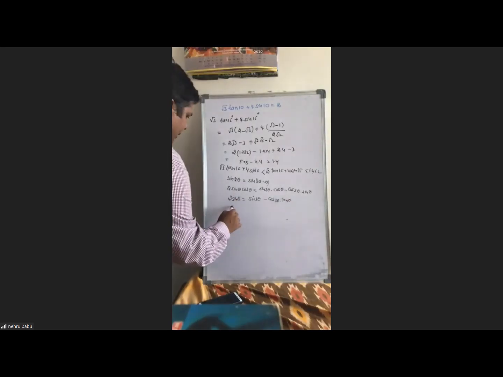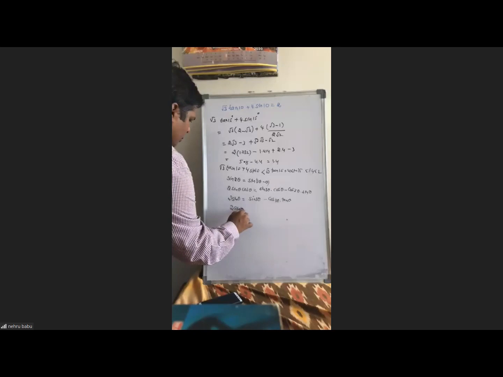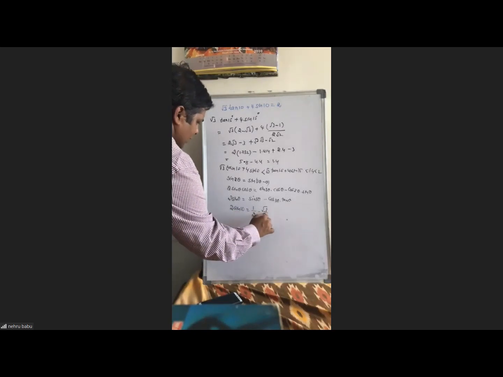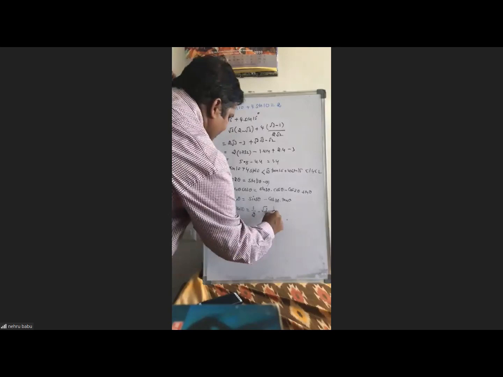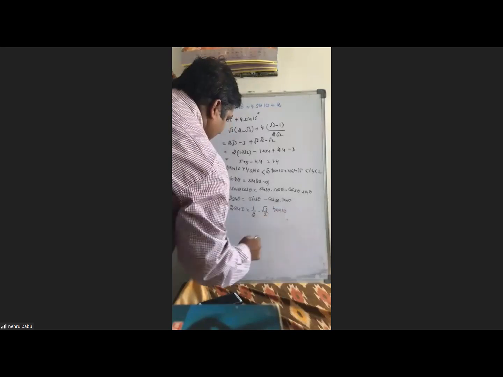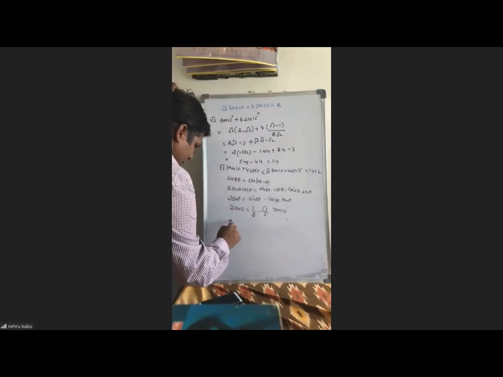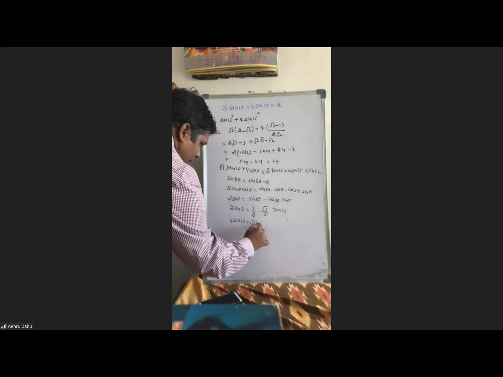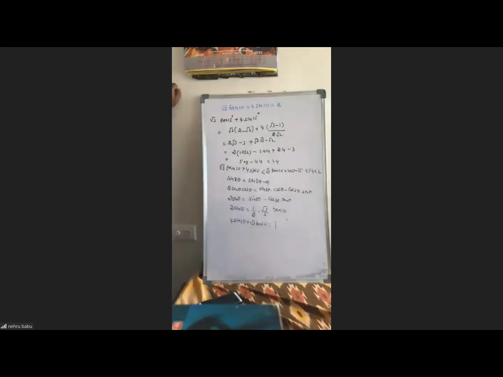Then what you'll get? 2 sin 10 equals sin 30, which is 1 by 2, minus cos 30, root 3 by 2, into tan 10. So if you multiply by 2, 4 sin 10 plus root 3 tan 10. For integer type questions, this is useful for us. 4 sin 10 plus root 3 tan 10 equals 1.